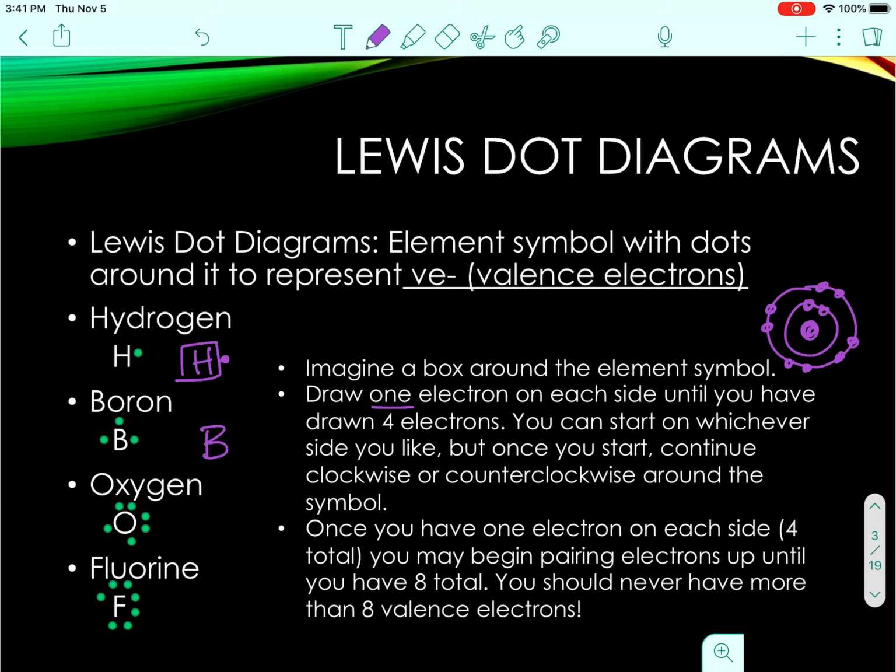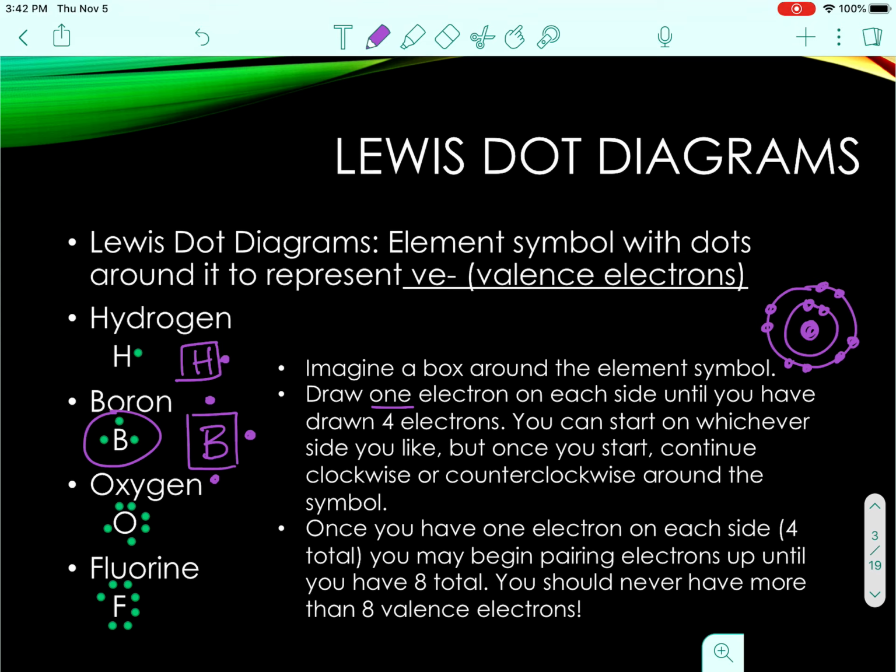So boron, the symbol is B, and it's in group 13, so it has 3 valence electrons. So I'm going to draw our box here. Okay, and we're going to draw, if we can start at the top here. So there's 1, and then we move to the side, there's 2, and there's 3. And so I have this drawn here. Looks like I started on the left side. It really doesn't matter as long as you have 3 electrons drawn and they're not paired up. They're on their own side.